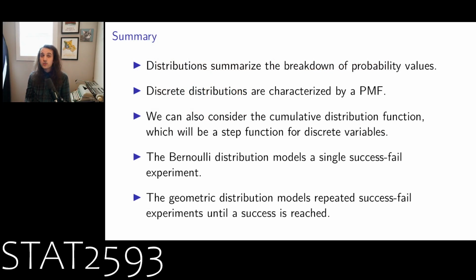So the general concept from today's lesson is that distributions are our way of breaking down the probability values for different random variables. When we have a discrete distribution, that's characterized by a PMF. We can also look at the CDF, which gives us the probability that we take on at most a particular value. We looked at the Bernoulli distribution, which characterizes success or failure on a single experiment. And we looked at the geometric distribution that models repeated success-failure experiments until the first time that we reach a success. We saw that those form two different families, each of them parameterized by the same parameter.